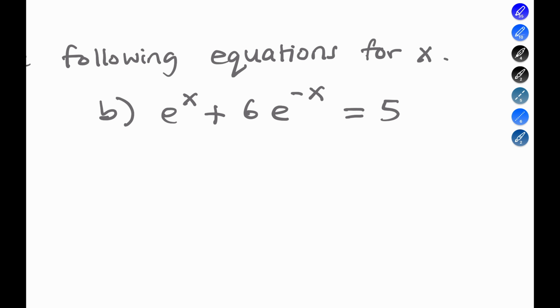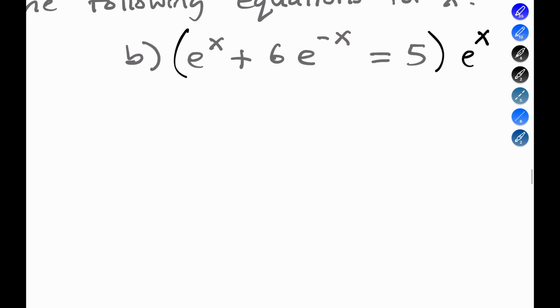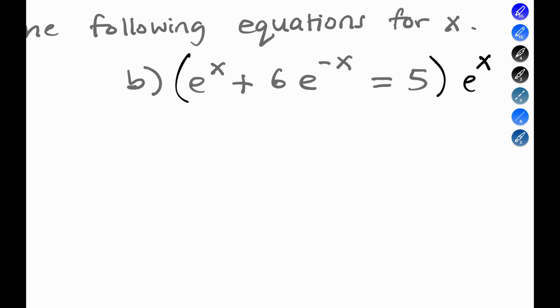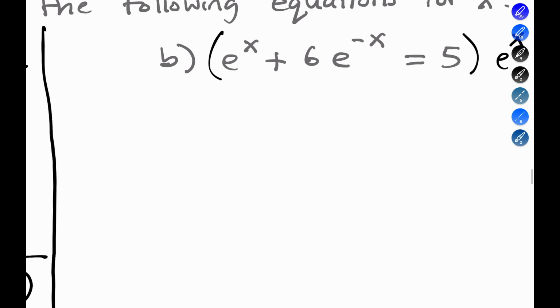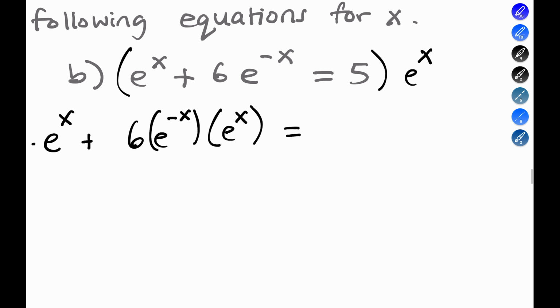So what we have to do in the beginning is multiply the whole equation by e to the power of x. And this will make sense later, so if you're confused right now, hopefully it will make sense soon. If we multiply everything by e to the power of x, we get e to the power of x times e to the power of x, plus 6 e to the power of negative x times e to the power of x, equal to 5 times e to the power of x.